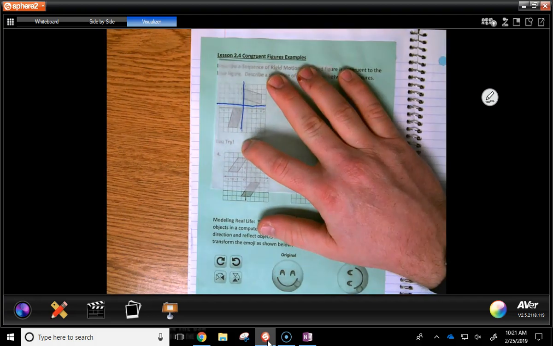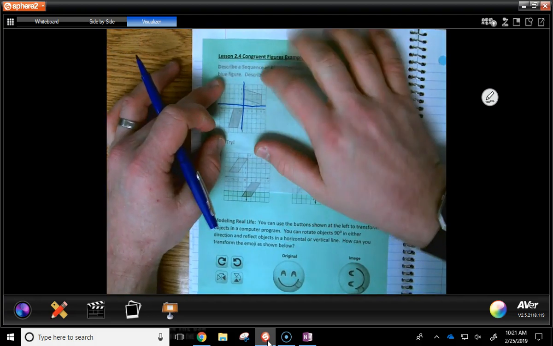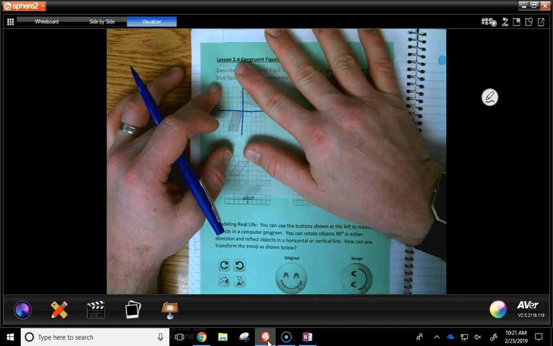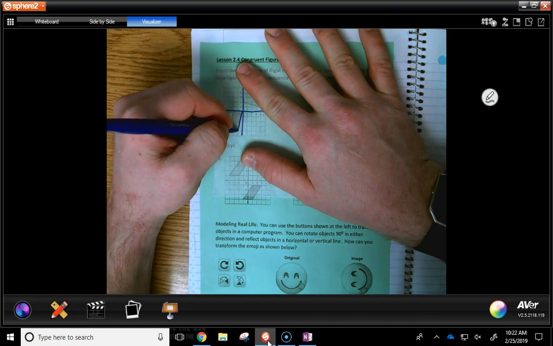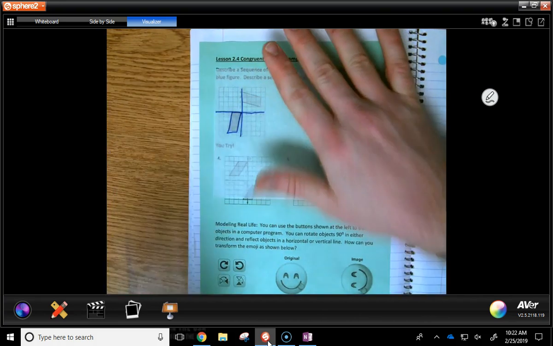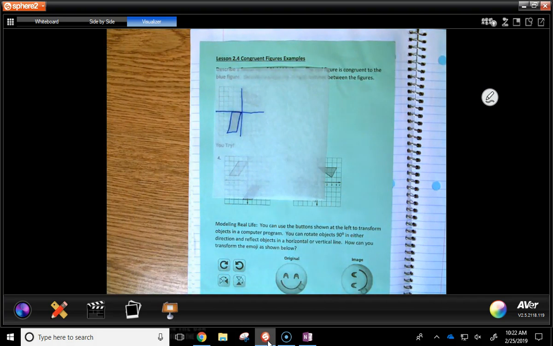Put that transparency paper on top. You trace. So, I take my transparency paper. I'm tracing this. And I'm going to go ahead and trace my shape. And now, after you have traced this, go ahead and how can you rotate it, translate it, or flip it? Make sure you're on this.